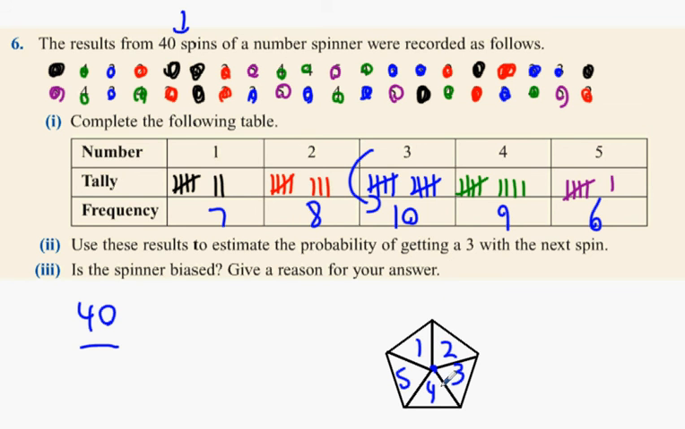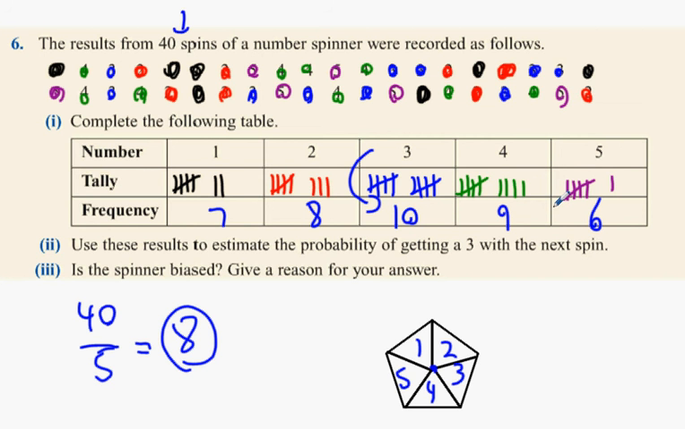If I do it 40 times, how many times should it land on each one? 40 divided by 5 is 8 times. It should land on it 8 times. Does it land on it 8 times all the time? One of them gets a 7, one of them gets an 8, one of them gets a 10, one gets a 9, one gets a 6. Would you think that's realistic? It isn't always going to land 8 on each one.